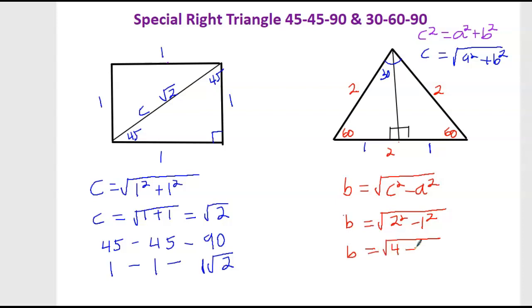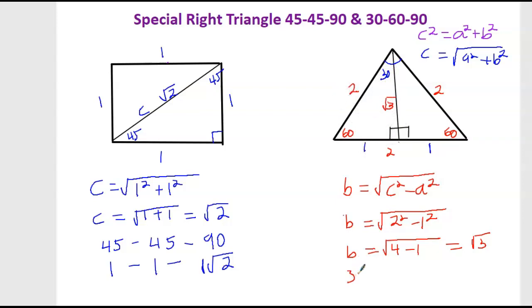We get 4, take away 1, and that gives us square root of 3. Here, the 60 is square root of 3. Okay, so anytime you are reading the size of a triangle, the angle always corresponds to the opposite side of it. So here 60 is square root of 3, 30 here is 1, and then 90 is 2.